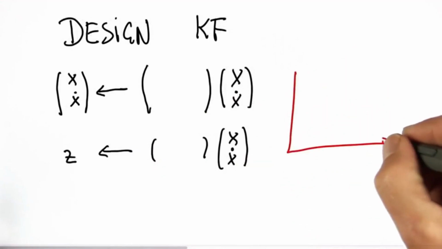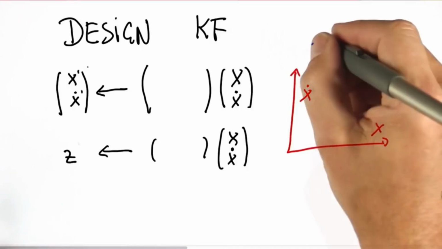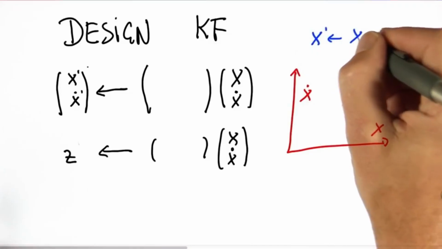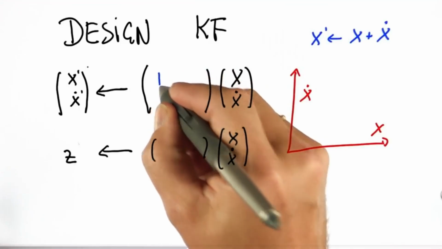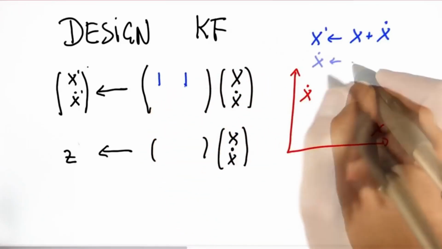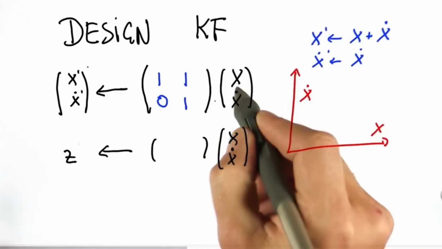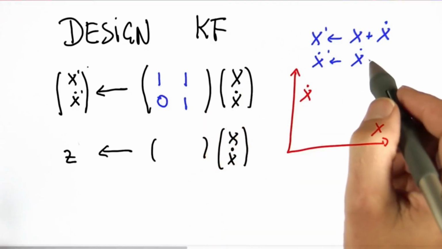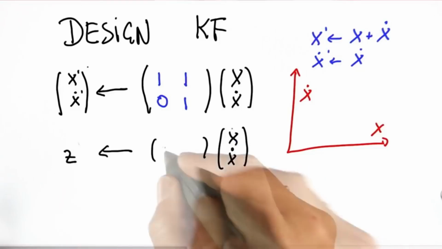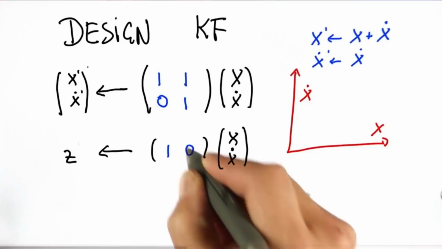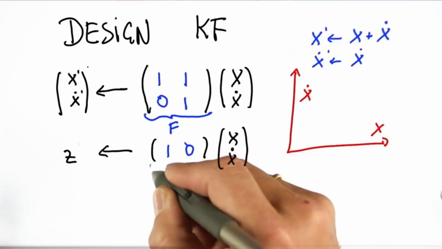So let me give you those for our example of the 1D motion of an object. We know that the new location is the old location plus velocity. Turn this into this matrix, you have a 1 over here and a 1 over here. The new velocity should just be the old velocity, so it's a 0 over here and a 1 over here. If you multiply this matrix with this vector, this is exactly what you're getting. And for the measurement, we only observe the first component, the place, not the velocity. And that uses a vector or a matrix like this. So this matrix will be called F, and this H.